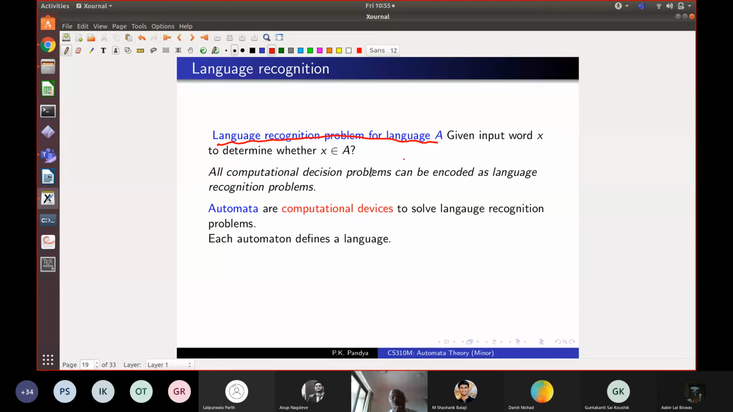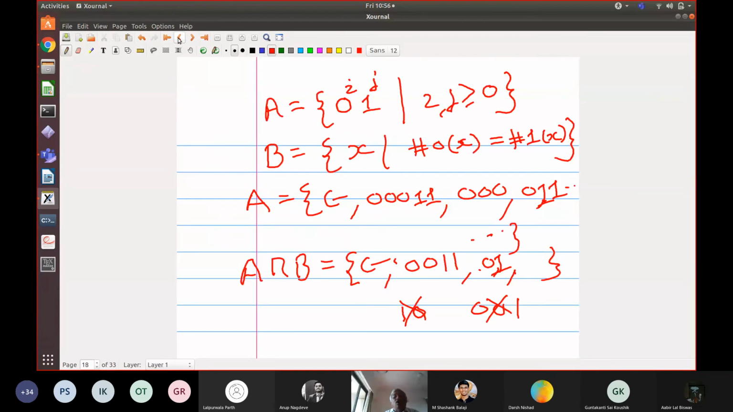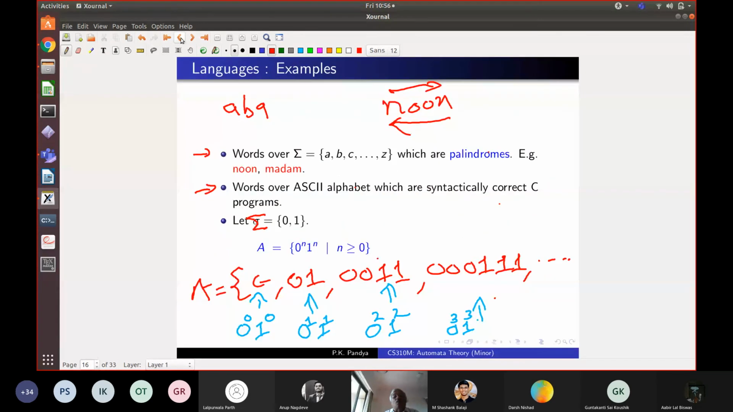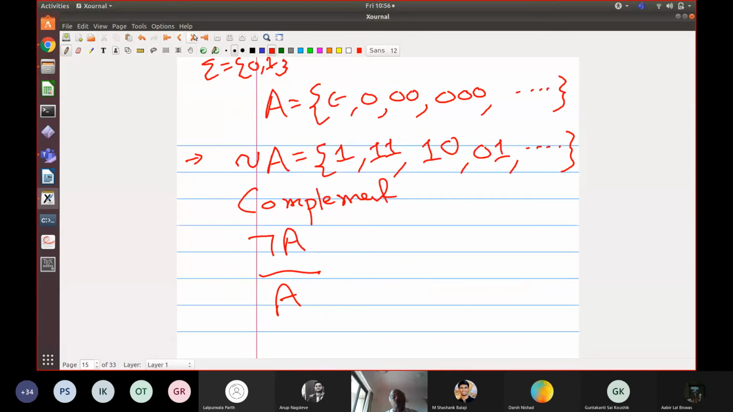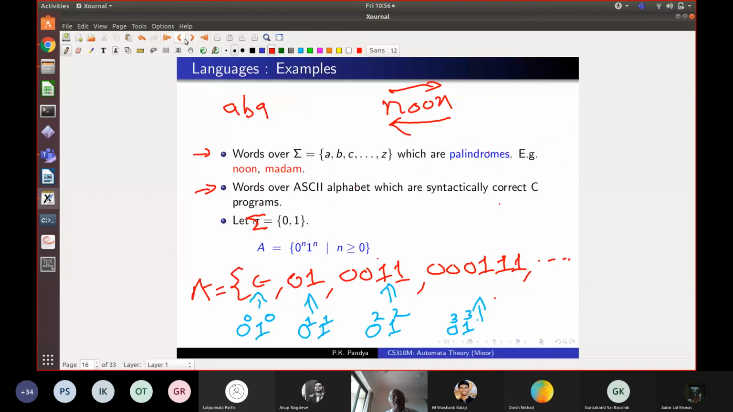So all computational decision problems are included as language recognition problems, and automata are computational devices to solve language recognition problems. So we will see this slide again tomorrow, but I just wanted to tell you about how to abstractly specify problems as language recognition problems, and all the mathematical notations required to specify languages. Languages are basically representations of problems. Okay, so that is all I have to say. Any questions?